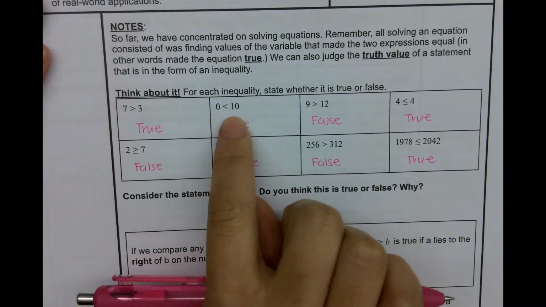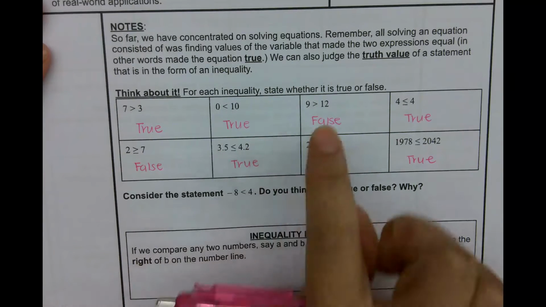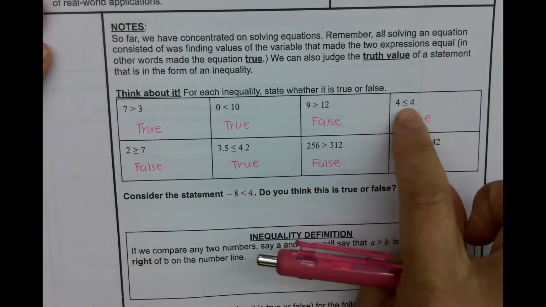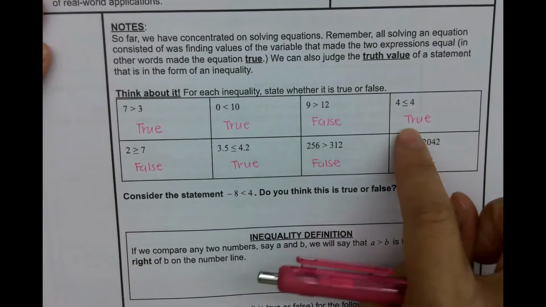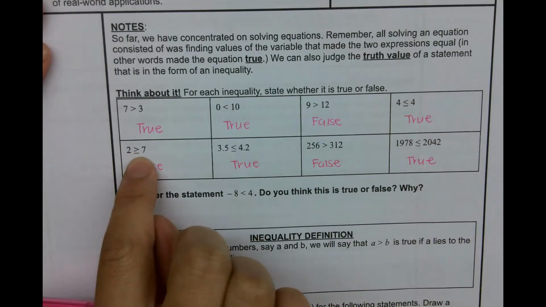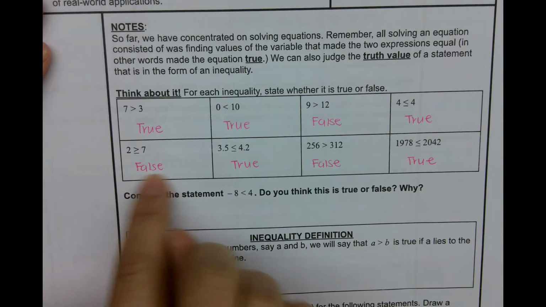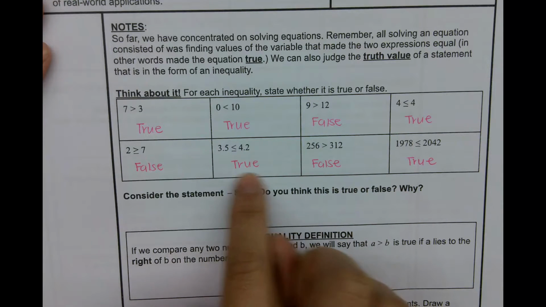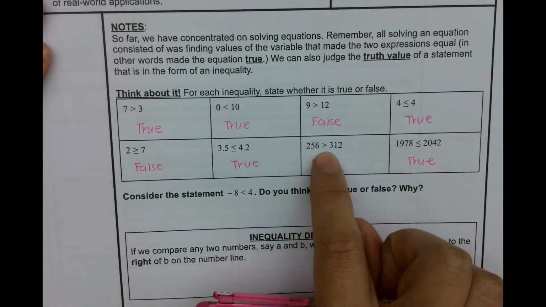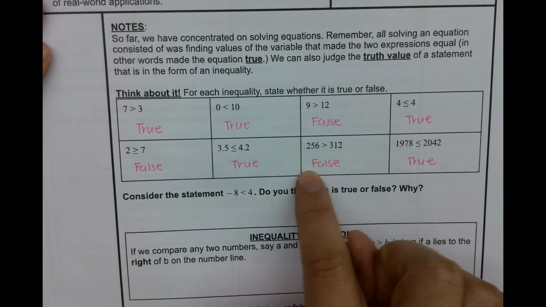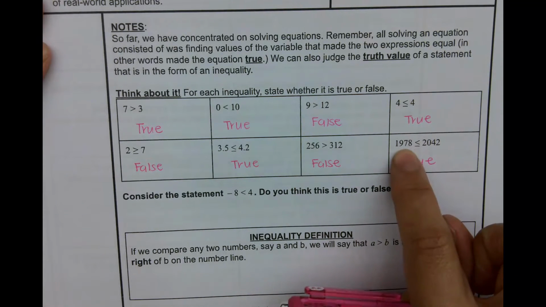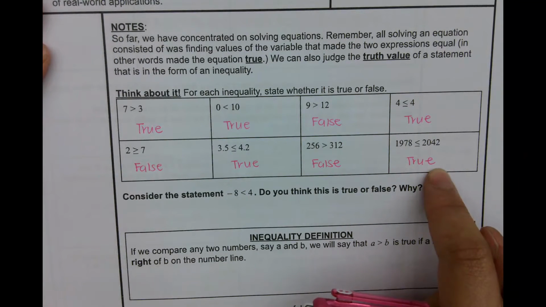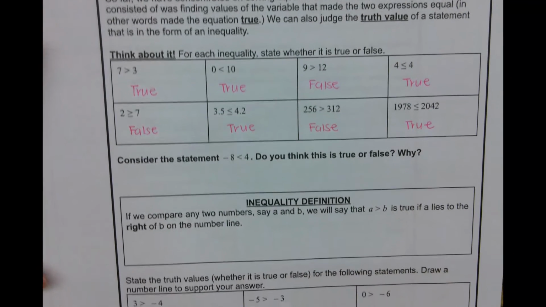You should have gotten this. 0 less than 10. That is true. 9 greater than 12. Nope. It is not. False. 4 less than or equal to 4. Yep, that is true. 4 is equal to 4. 2 greater than or equal to 7. That's false. It's not greater. 3.5 less than or equal to 4.2. That is true. It is less. 256 greater than 312. That's false, right? That's not bigger. 1978 less than or equal to 2042. That is true.